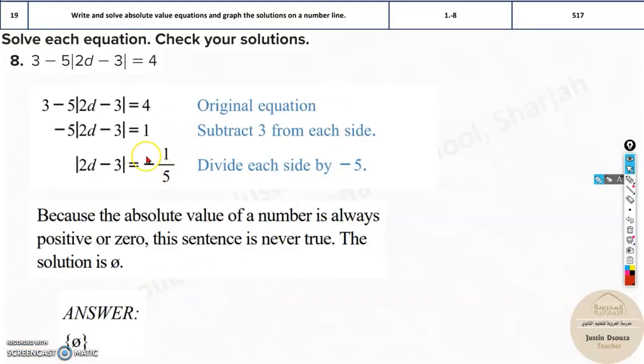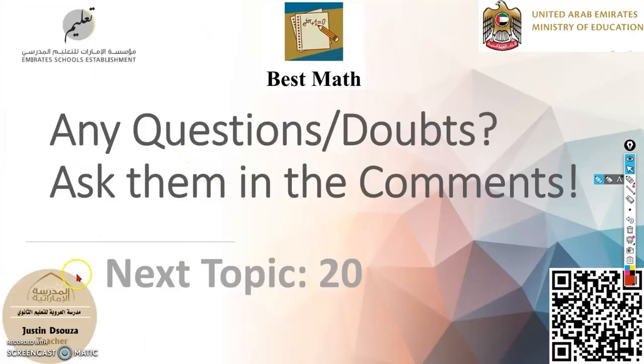Now over here again you got an absolute value, see, 2d minus 3 is equal to negative 1 by 5, which is an error. Why? Because you cannot have a negative equal to this; over here, it doesn't matter what the final answer will be, it equals positive only. So this is the thing. So that's the end of topic 19.